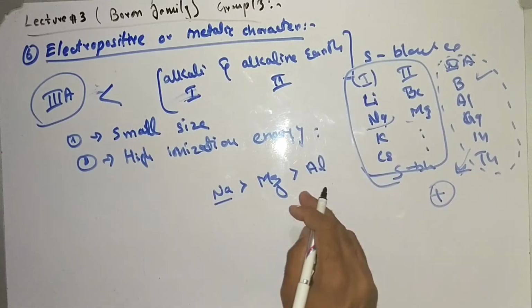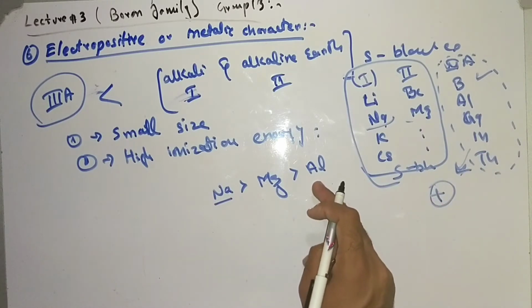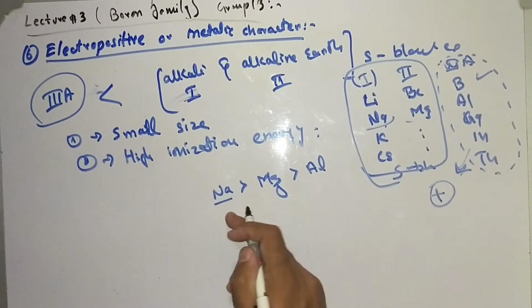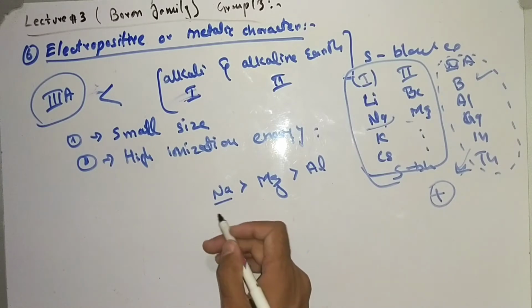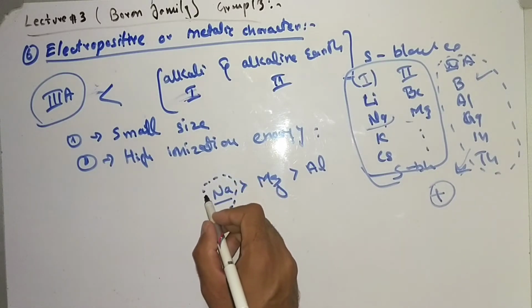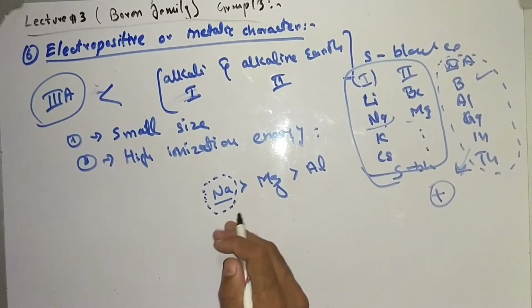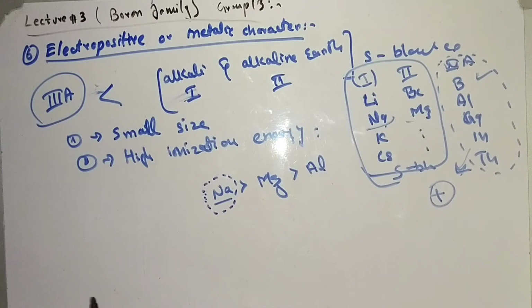Aluminum will have high ionization energy, so it needs more energy to ionize, while sodium needs less energy. That's why sodium can be easily ionized, and sodium has good metallic character. It will have more positive charge, more plus charge, so it has more metallic character, more electropositive character. I hope the point is clear.